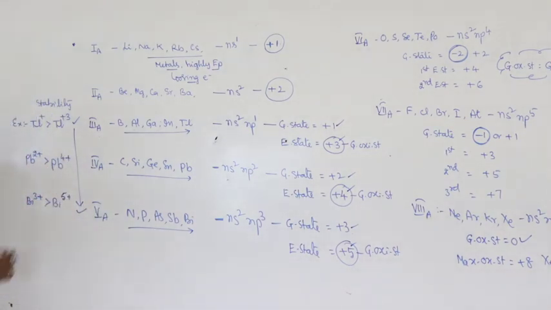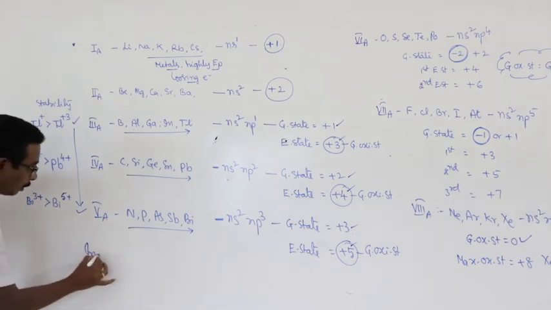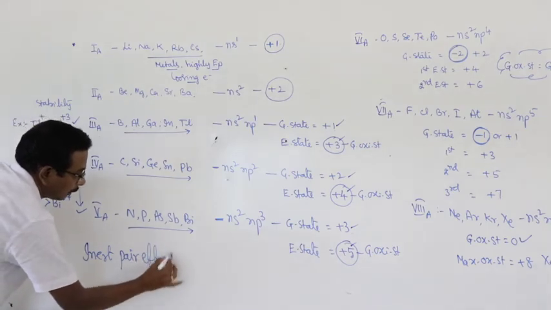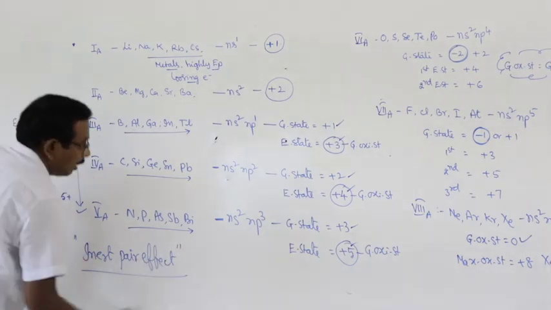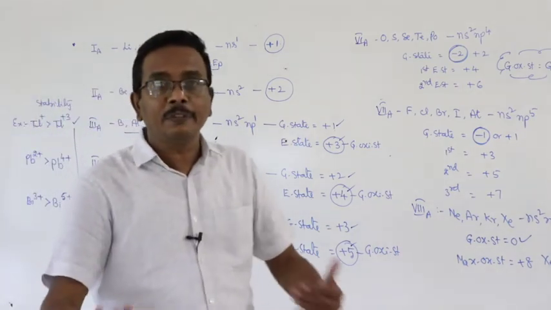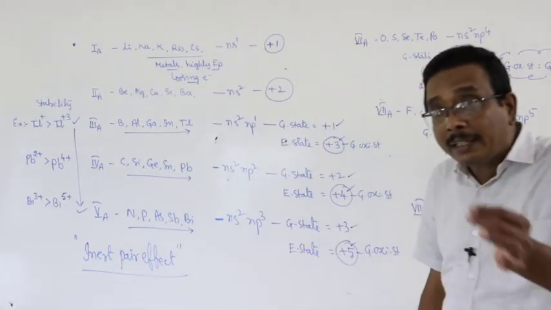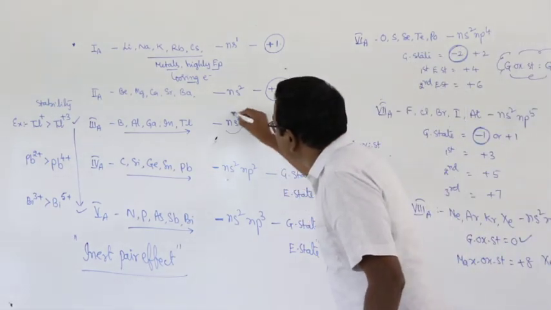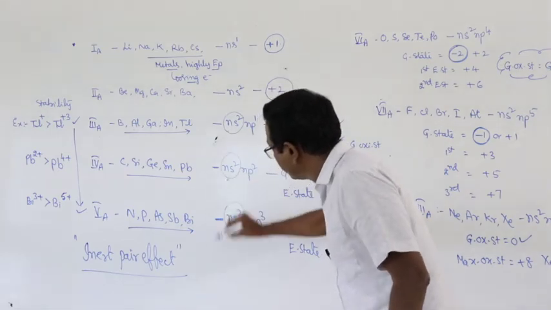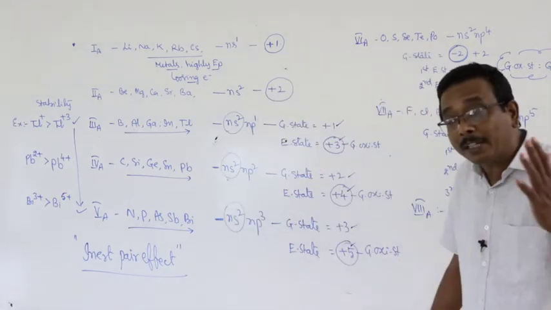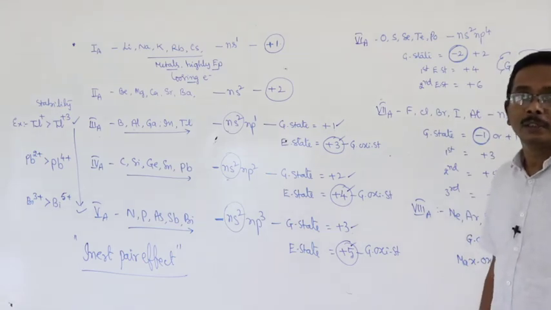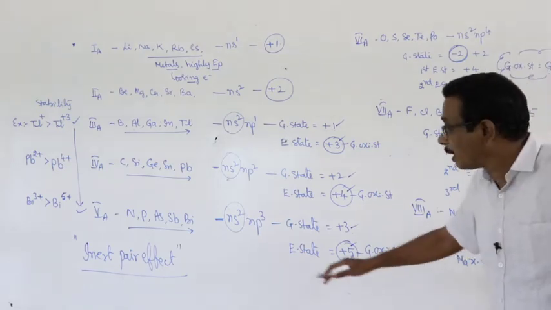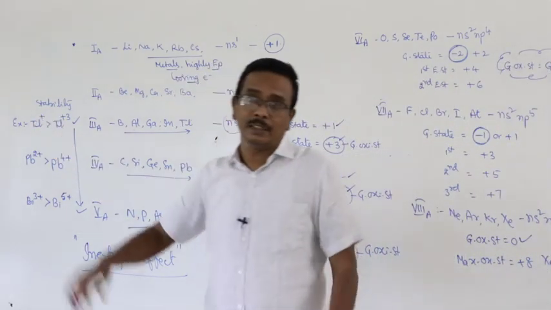What is the reason for that? That is a special concept known as inert pair effect. What is inert pair effect? How can you define it? The reluctance of outermost s electrons to participate in the chemical bond formation is known as inert pair effect. That is clearly observed in the heavier elements like bismuth, lead and thallium.